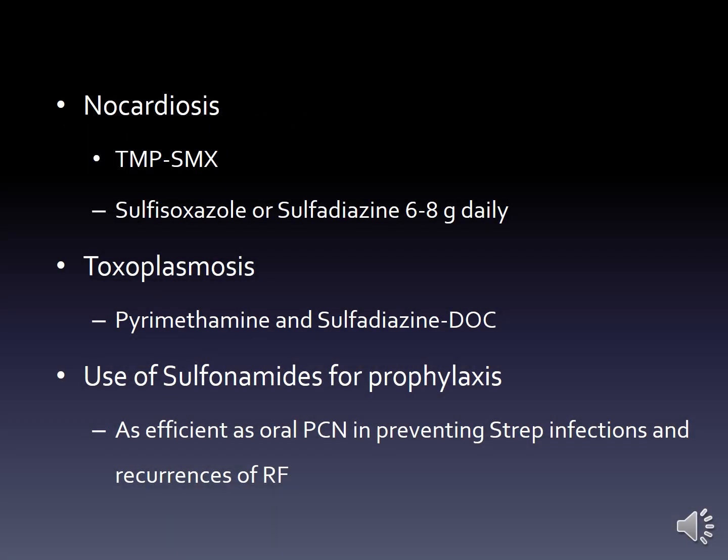For nocardiosis, you can give cotrimoxazole and even your sulfisoxazole or sulfadiazine. For toxoplasmosis, the drug of choice here is your pyrimethamine together with your sulfadiazine. Now, as prophylaxis, it is as efficient as your oral penicillin in preventing your strep infections and recurrences of your rheumatic fever.